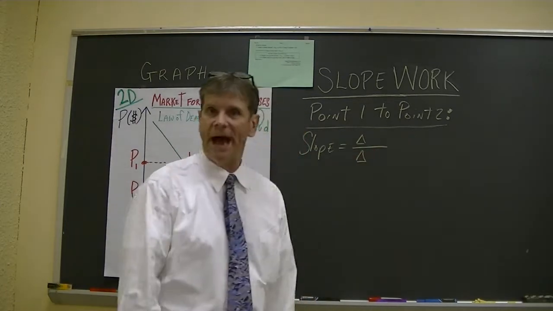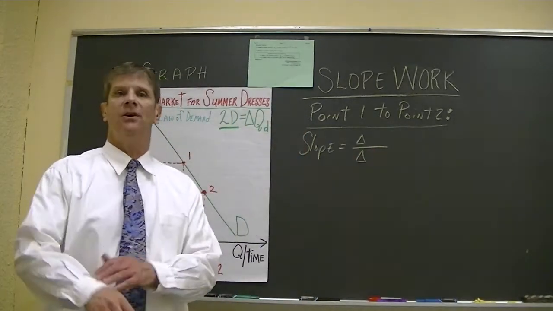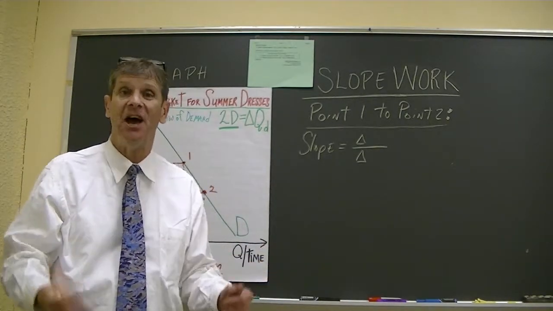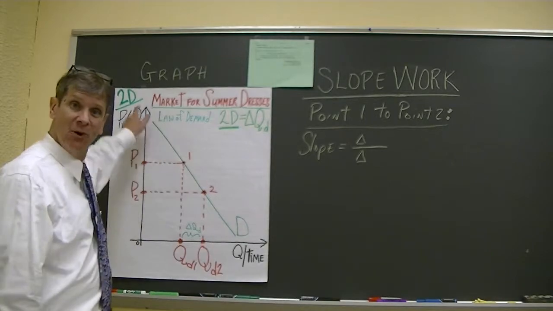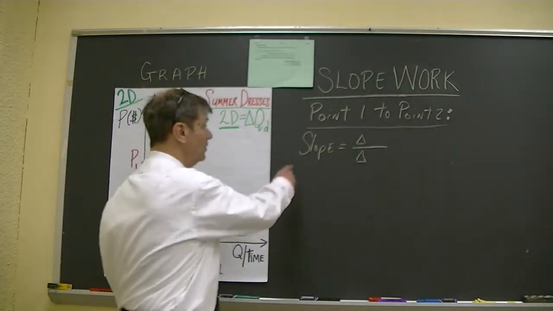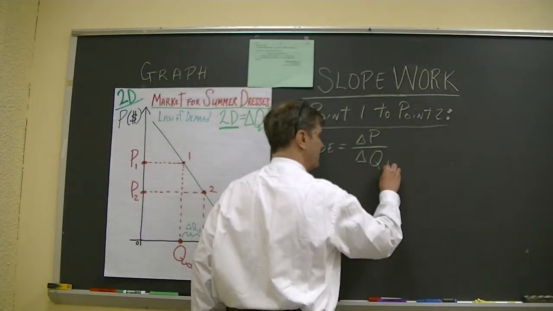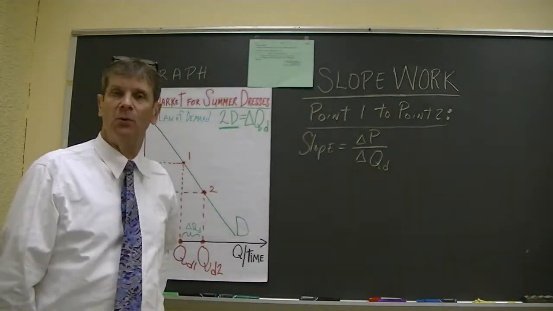Do you remember from math classes, slope is a ratio of a change in y over change in x kind of thing. But we don't have y's and x's anymore. We have p's and q's. So slope is going to be a change in price divided by change in quantity demand.